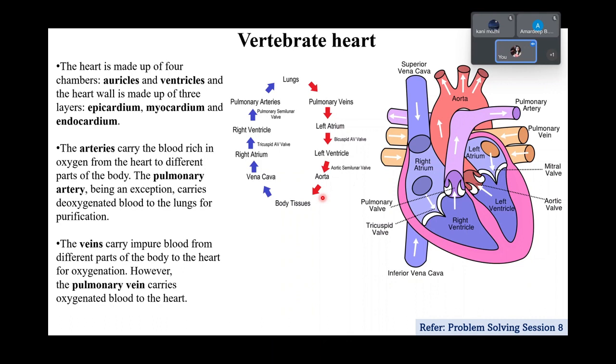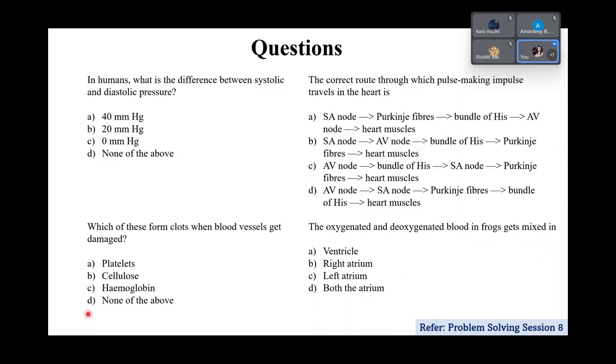Okay, so the general difference between the systolic and the diastolic pressure: we just discussed the normal systolic and diastolic pressure, so what is the difference between them? What is the correct route of a pacemaker impulse stimulus? So basically, what is the route of the movement of the impulse in the heart? When there is a clot formation, which blood cells are involved? And the oxygenated and deoxygenated blood in frogs, which are amphibians, are mixed in which part of the heart?